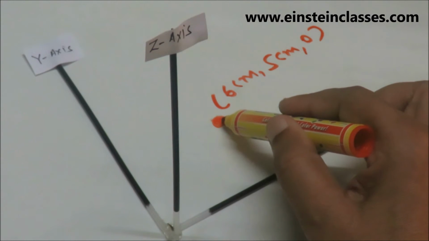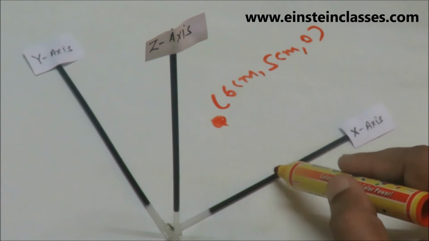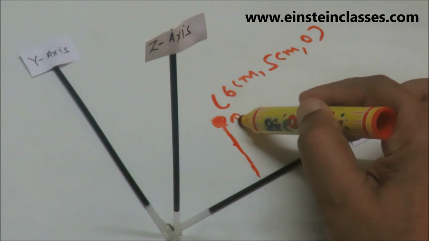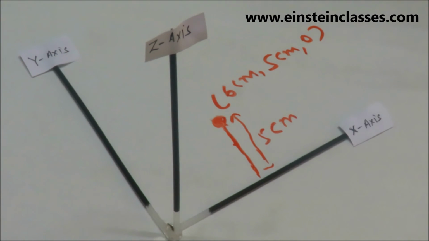Draw a perpendicular from this point on the x-axis and measure this distance. This distance will come out 5 cm. In a similar way, from the origin along the y-axis, the distance will be 5 cm. This distance is 5 cm.